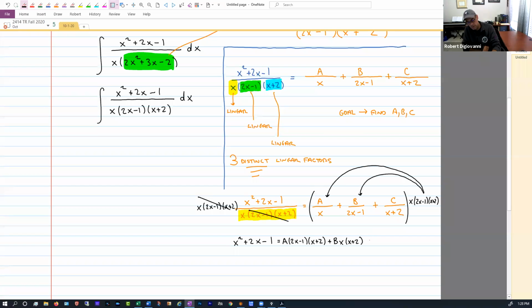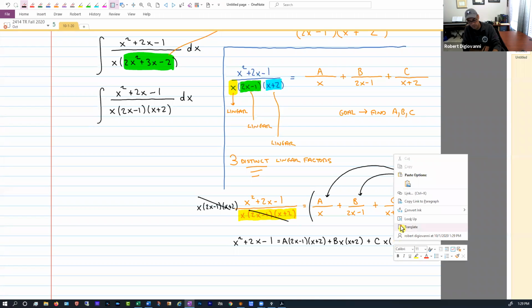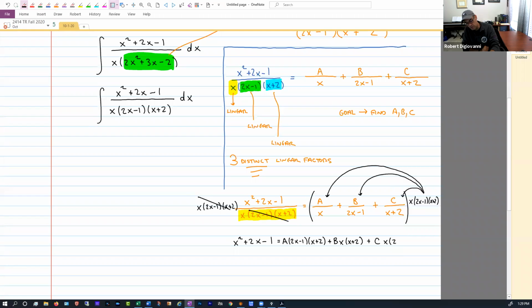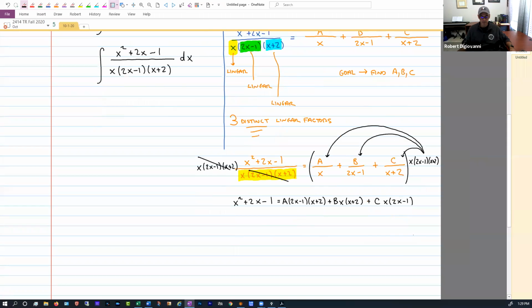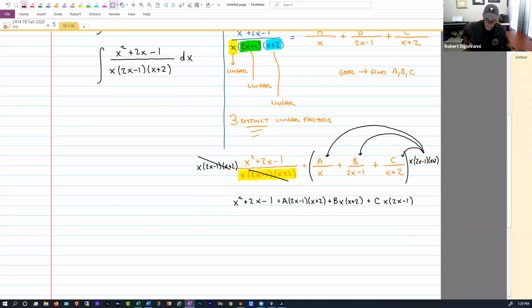Plus, now I did the last one. I have the c is going to be there. Now, does the x cancel? No. Does the 2x minus 1 cancel? No. How about the x plus 2? Yes. Okay. So this is my new equation.